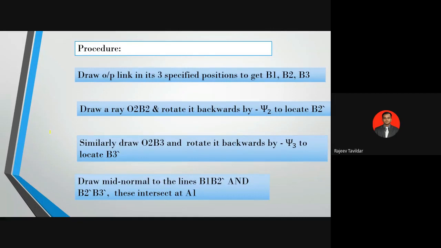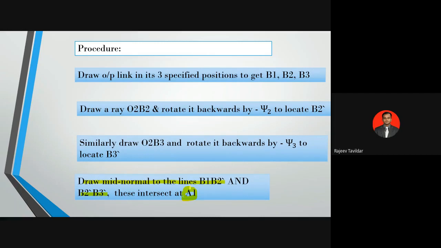Okay, the last step is to draw the mid normals to the line B1, B2 dash and B2 dash, B3 dash. And these mid normals will intersect at A1. Mid normals means exactly the center point or the midpoint of the line. From there, you are supposed to draw the perpendicular line.